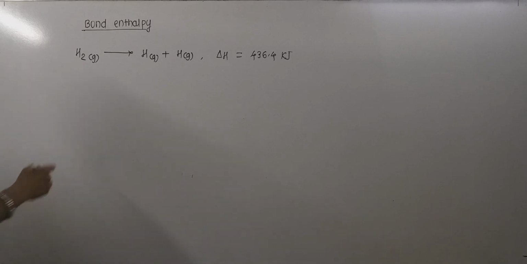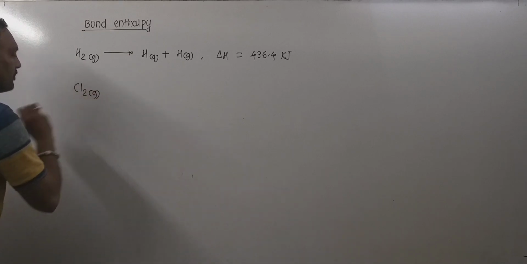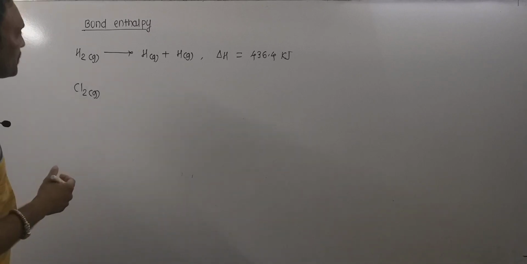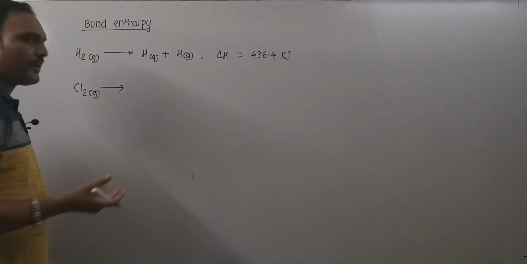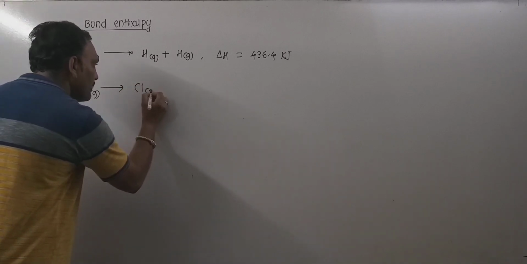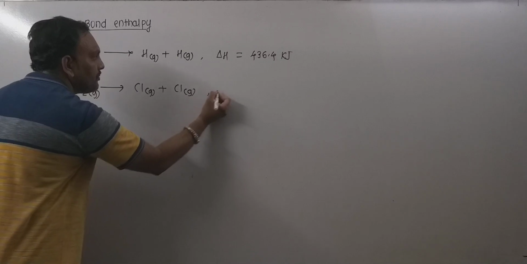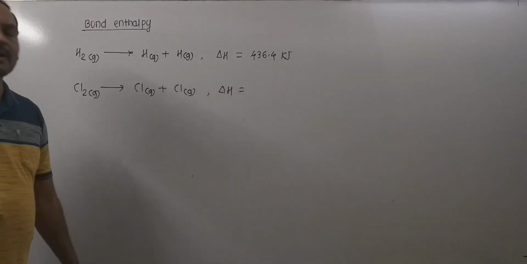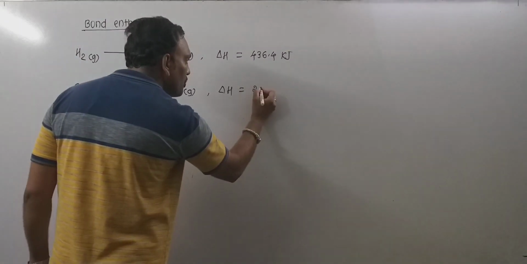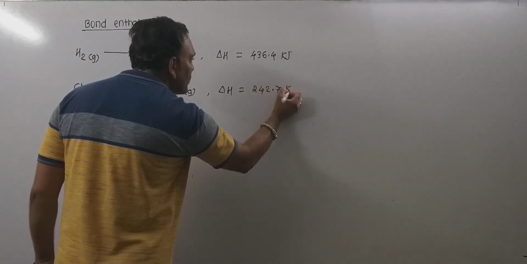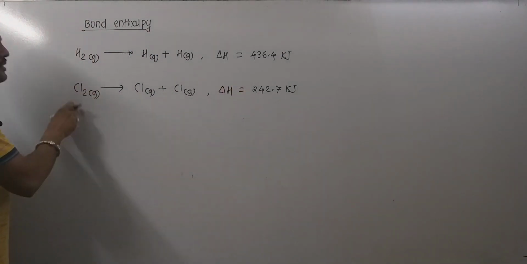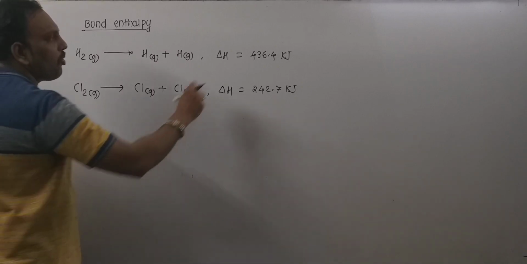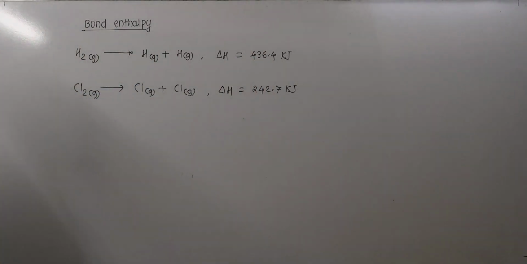Another example is the Cl2 molecule. Consider 1 mole of chlorine molecules. In order to convert these gaseous molecules into gaseous atoms, definitely we need to supply energy to bring about this conversion. Whatever amount of energy is required is found to be 242.7 kilojoule per mole. Thus this is the bond enthalpy of the Cl-Cl bond, and 436.4 is the bond enthalpy of the H-H bond in H2.